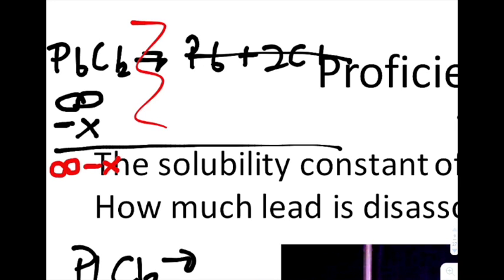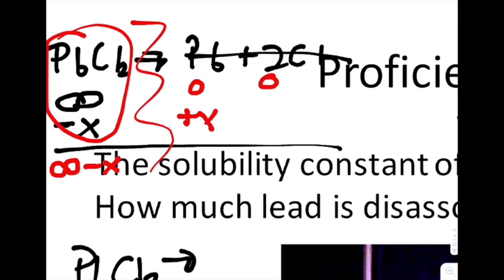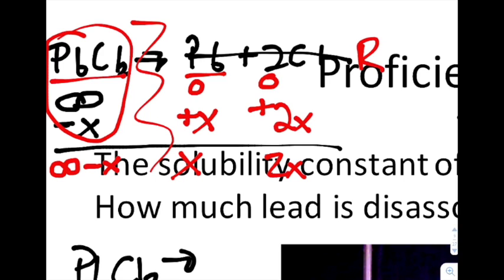On the other side, I'm going to assume that I have 0 lead to begin with and 0 chlorine to begin with. I can assume that because there's nothing else in this water. It's just how much lead can I dissolve in water. But for every one lead chloride that falls apart, I produce one lead, and two chlorines. So you get X and 2X. If you can't remember this from first year, it's called a RICE chart. You have your reactants, your initial values, your change, and your equilibrium.